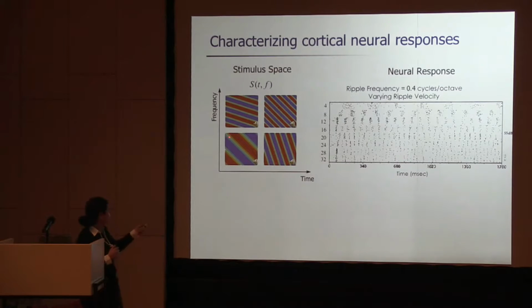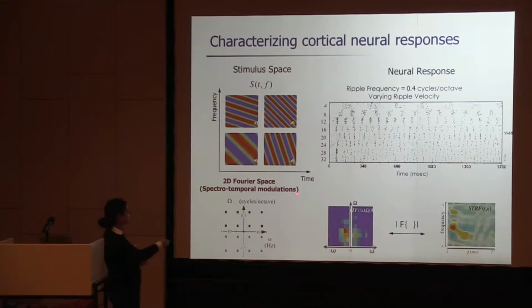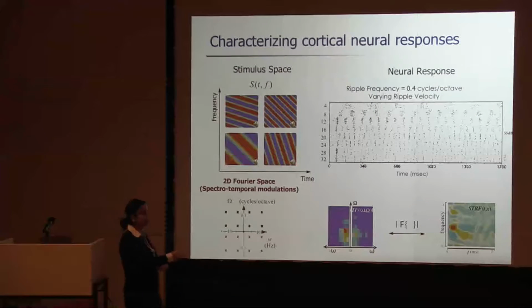So when you do that over all the spectral temporal space, you play one ripple at a time, then you get basically an estimate of how well the neuron responds to each of these ripples. Each dot here is the response to one of the ripples, and you do that many times. Then when you take the inverse 2D Fourier transform, you get a time frequency representation that we call the receptive field, the spectral temporal receptive field of the neuron.